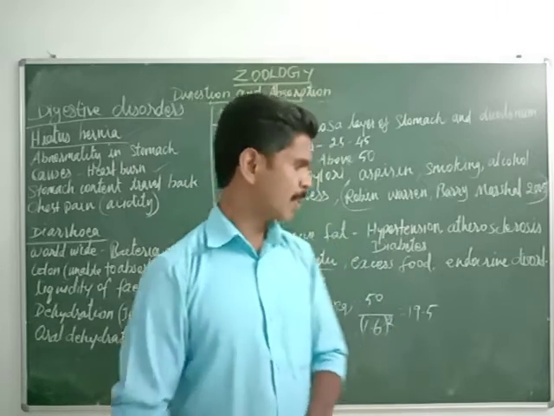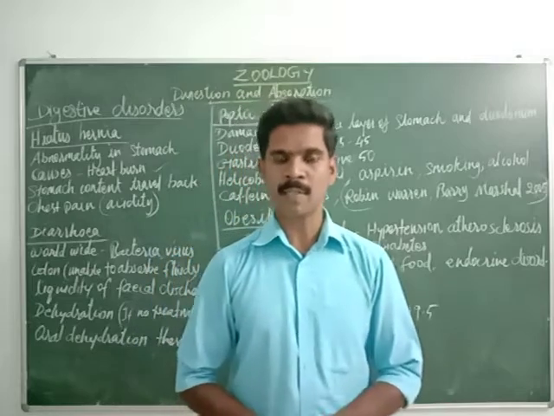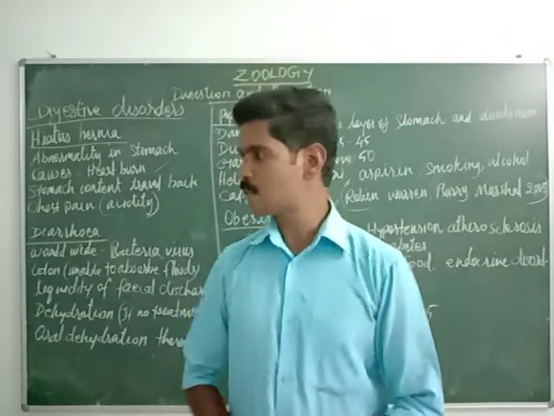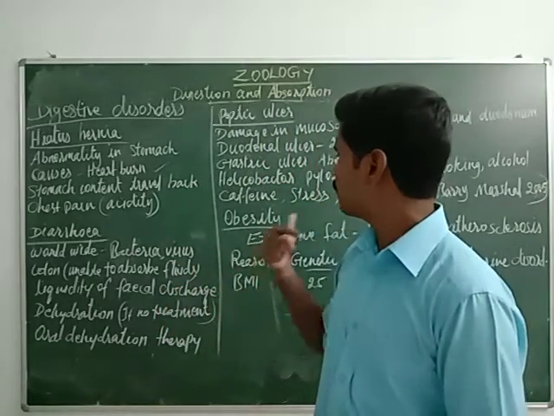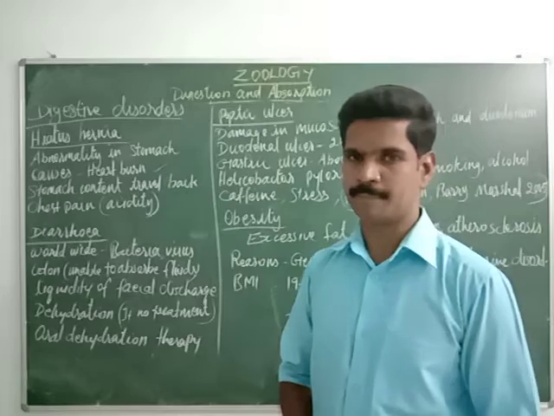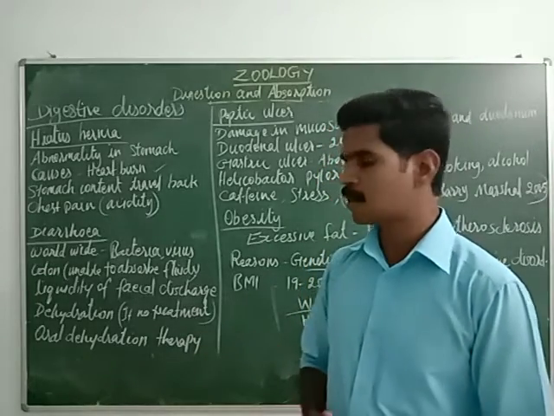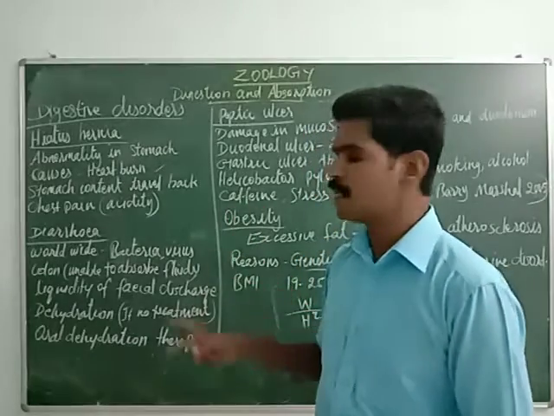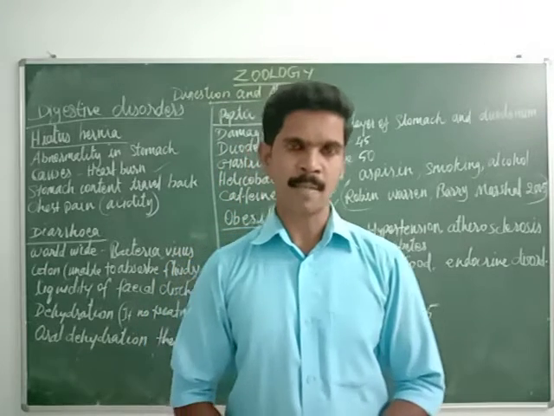Understand? Okay, dear students, hope you all understood today's class, and now we have completed this 5th chapter also. Dear students, today we have studied 4 diseases: hernia, diarrhea, peptic ulcer, and obesity. Understand? All these are very important for 3 mark questions. So today's study portion is these four diseases.